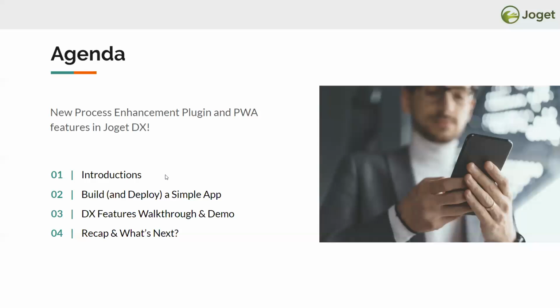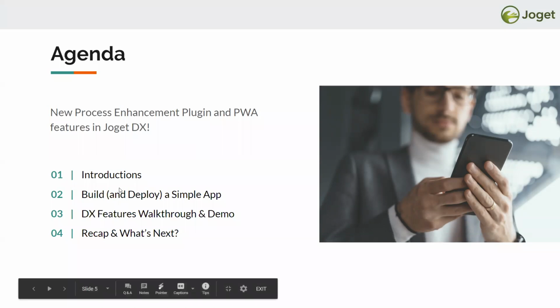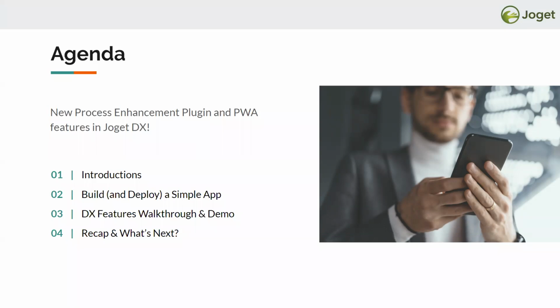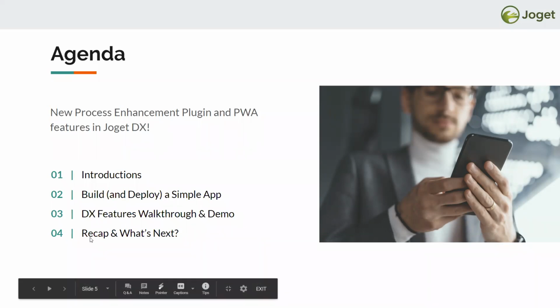And in the next agenda that it's coming up, we will be building a simple request service app so that we can demonstrate to our new users that are new to Joget, and we will see how we can deploy an app from absolute zero all the way unto having a full-fledged enterprise-ready app. And then after that, we will go through the features that we want to be talking about today. And finally, we'll end with the recap and what next right after.